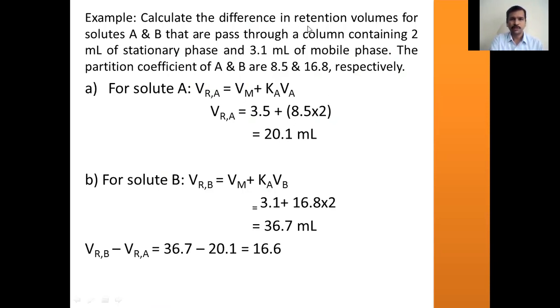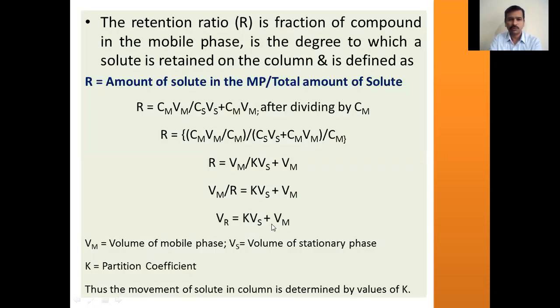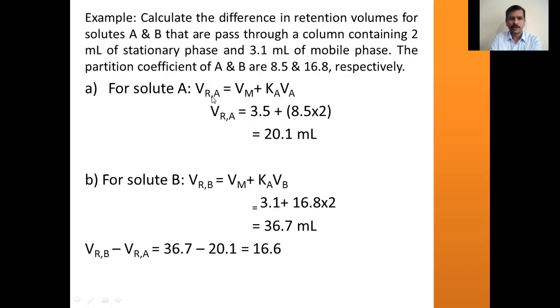You have to calculate the difference in retention volume for solutes A and B. They are passing through a column containing 2 ml stationary phase and 3.1 ml mobile phase. The partition coefficients of A and B are given as 8.5 and 16.8 respectively. So you know Vr = K·Vs + Vm. Vs is given, Vm is given, K has also been given for both the solutes, right? So first you have to calculate Vr.